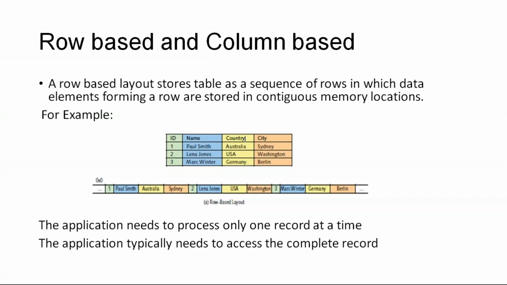So what is the difference? For our understanding, I have taken an example to explain here. You have data of ID, name, country, city. When you place it in row based, the first row of data will get placed, the second row of data will get placed, and the third row of data will get placed. That means row by row the data will get aligned in the database. That is row based data.